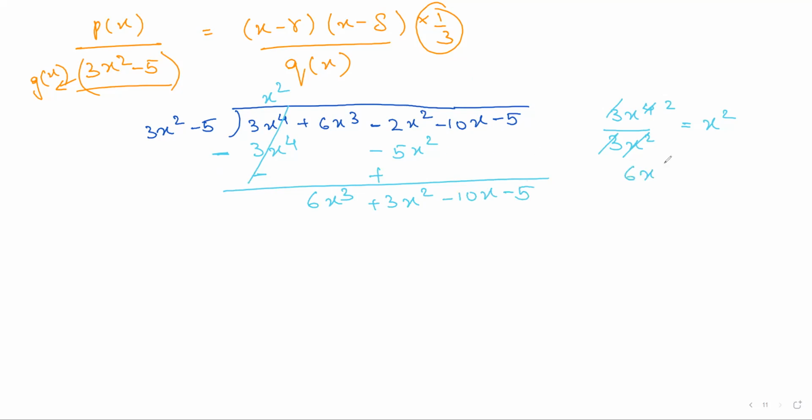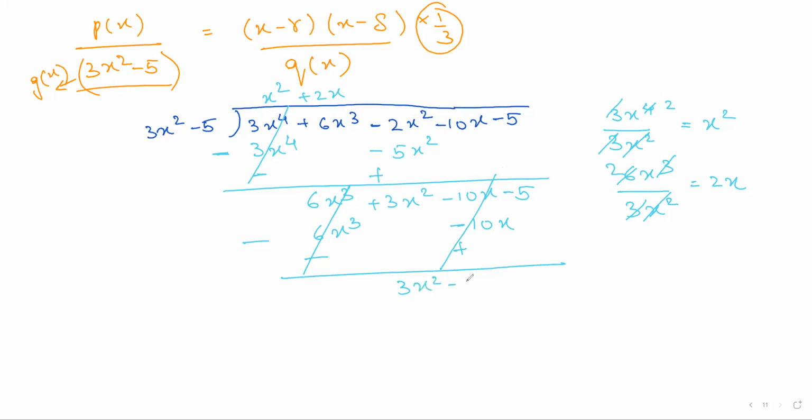Again, first term 6x cubed divided by 3x squared, which is 2x. You're left with plus 2x. 2x multiplied with g of x, 6x cubed. 2x multiplied with minus 5, you have minus 10x. Subtraction, signs got inverted. These two terms get cancelled. You're left with 3x squared minus 5. Again, first term 3x squared divided by first term 3x squared. You're left with 1. Next step is your quotient plus 1. And 1 multiplied by this is 3x squared minus 5. Subtraction, sign change, cancellation, remainder 0.